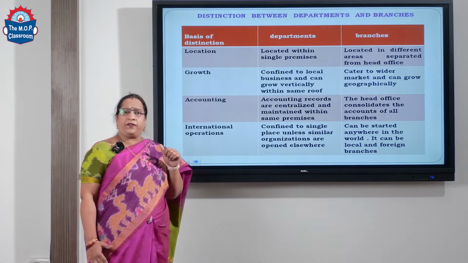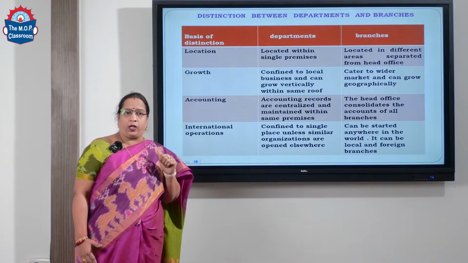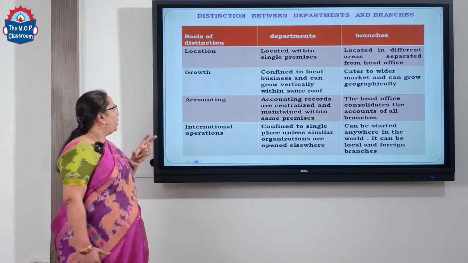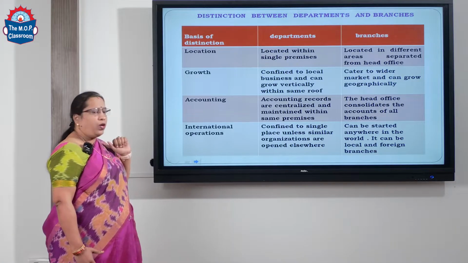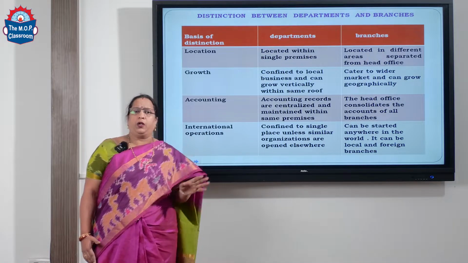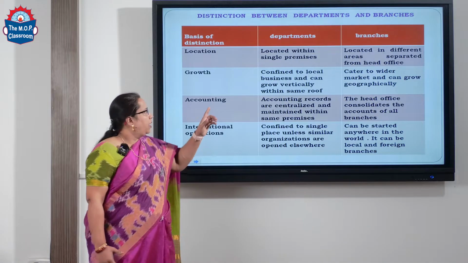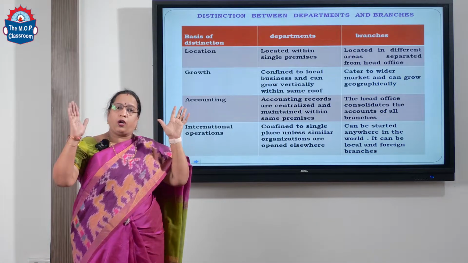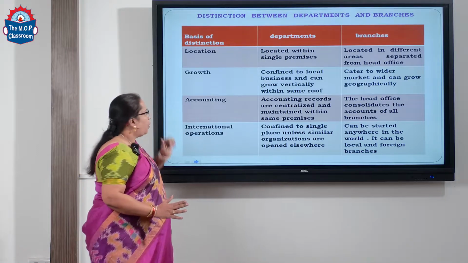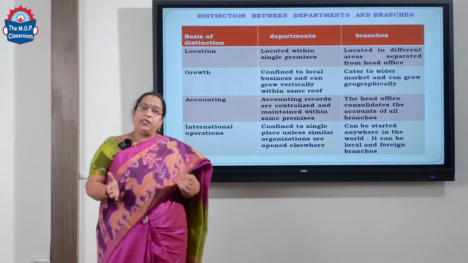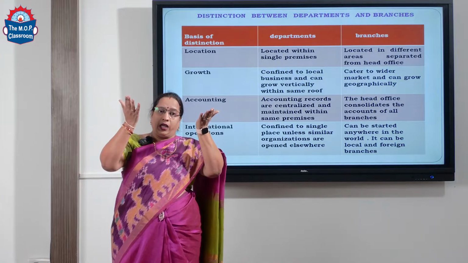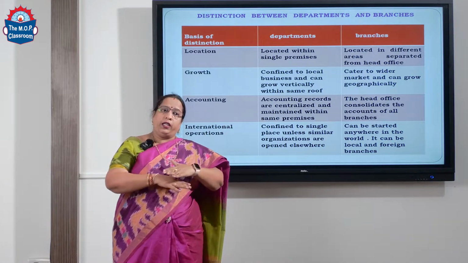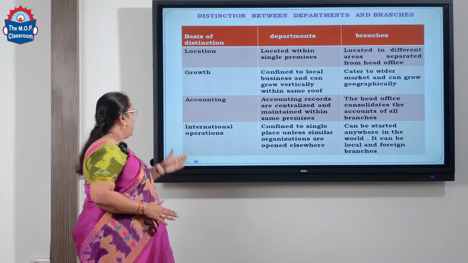Now then, what is the difference between departments and branch accounting? There is a very minute difference between the two. Let's quickly look into it. Location. When you look into departments, all the departments are located within a single premises. Whereas branches are not located within a single premises, they are geographically scattered. Growth. Departments are growing vertically, whereas branches are growing horizontally. It is geographically scattered again.